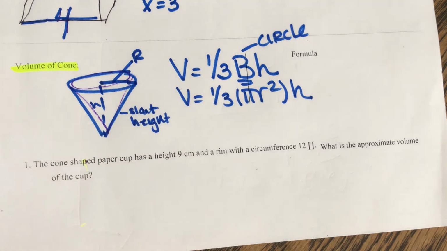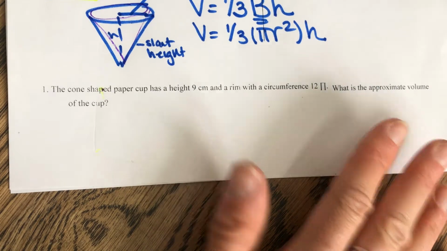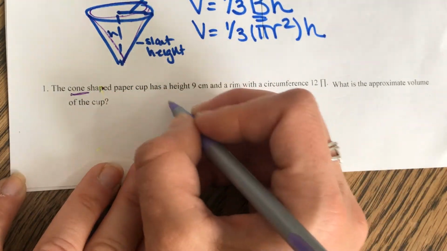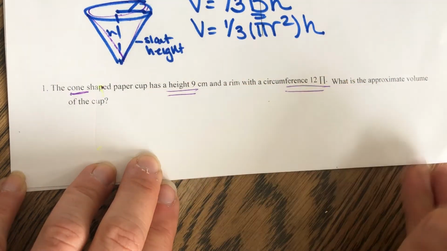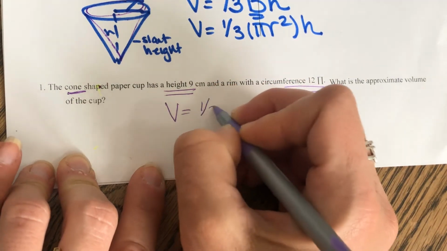All right, let's go ahead and do our problems. We only have 5 problems. We'll try to go quickly to make your video go faster. All right, so we have a cone. It has a height of 9, really easy one, and the circumference is 12 pi. What is the volume? So let's write our formula.